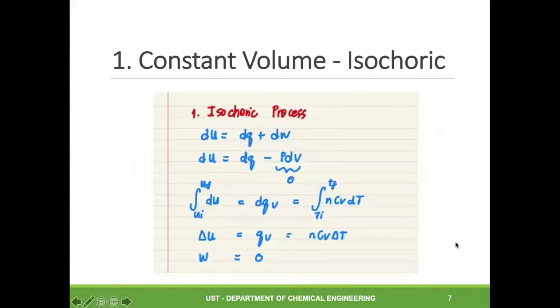This is how we derive it. From the first law of thermodynamics, dU is equal to dQ plus dW, and work is represented by negative PdV, which is equal to 0. So work is equal to 0. Delta U is equal to Qv equal to n Cv delta T.